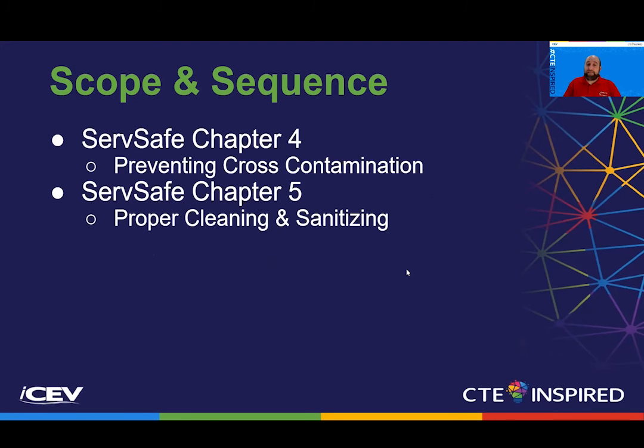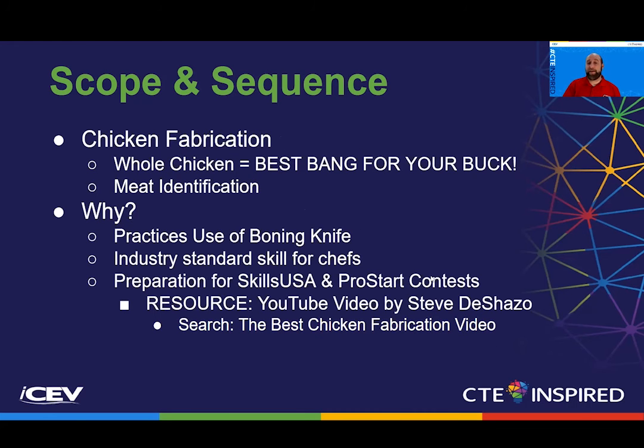Then I move into ServSafe, chapters 4 and 5. Those are the two most important for cross-contamination prevention and then proper cleaning and sanitizing, because the next unit we're going to do is chicken fabrication. And we know that chicken is a super important TCS food that we want to make sure that we keep safe for consumption. We'll use a whole chicken. We learn to fabricate chickens in my class because 1, that's a skill that every chef should know. And 2, it's the biggest bang for your buck.